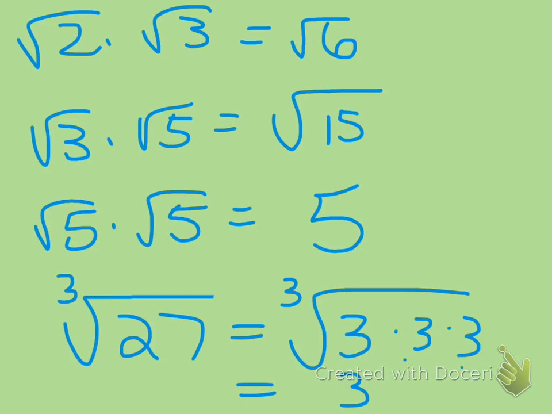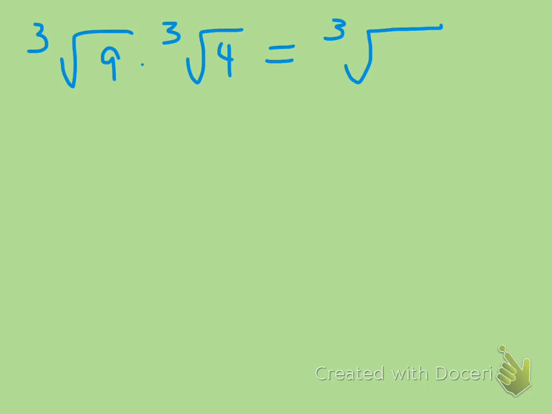Here's another one like that. Let's check. So if I had the cube root of 9 times the cube root of 4, are there any triples? Because this is a cube root now. Are there any triples under there? Nope. So I can't take any out. So I just make the cube root of what? Of 36. Yes.